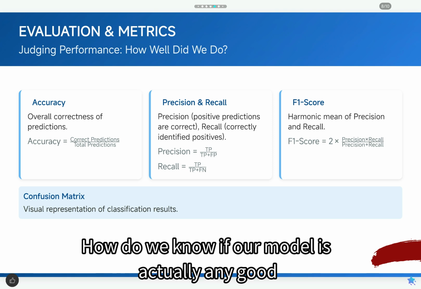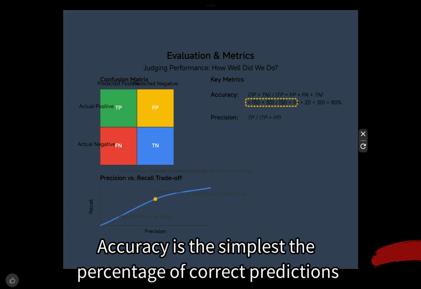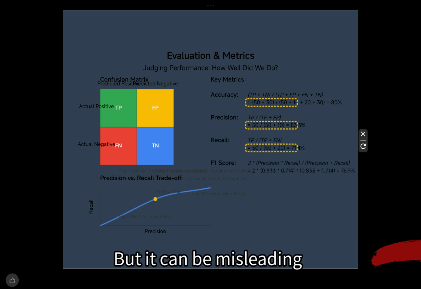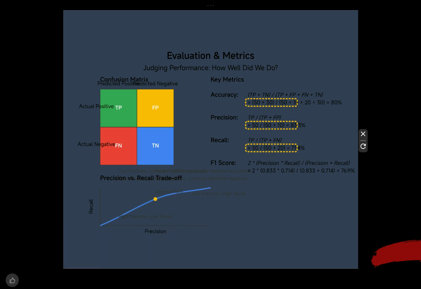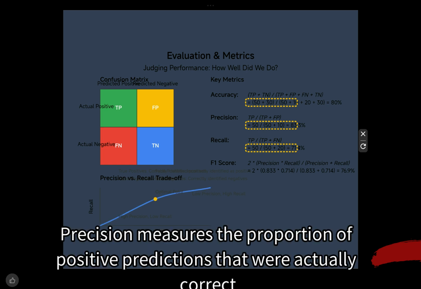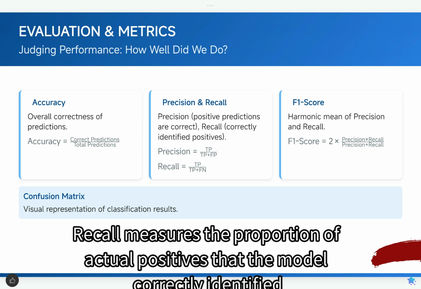After training, how do we know if our model is actually any good? We need robust evaluation metrics. Accuracy is the simplest, the percentage of correct predictions. But it can be misleading, especially with imbalanced datasets. That's where precision and recall come in. Precision measures the proportion of positive predictions that were actually correct. Recall measures the proportion of actual positives that the model correctly identified.